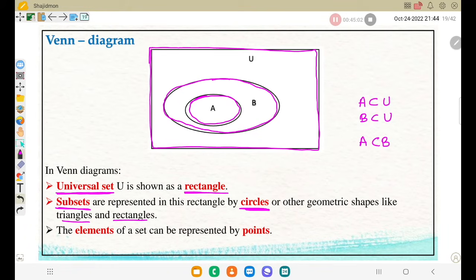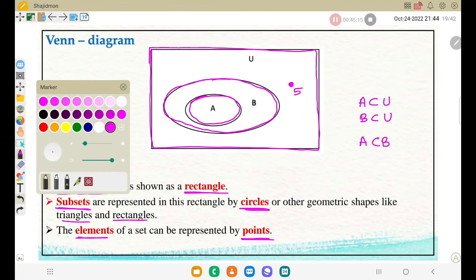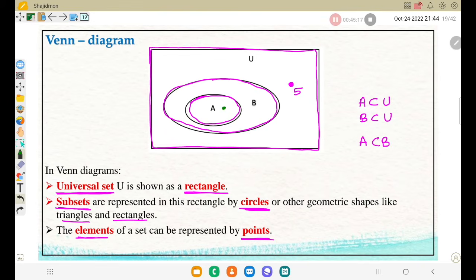Circle is usual. Now, elements of a set are denoted by points. For example, if I write a point here, you can just use a dot, 5. That means 5 is a member of the universal set, correct. Now if I write one number here, 2, one point you can put, just mark that number, that is the meaning of a point. So 2 is a member of the A set. Same, 2 is a member of B set also, because A is coming inside B, correct.